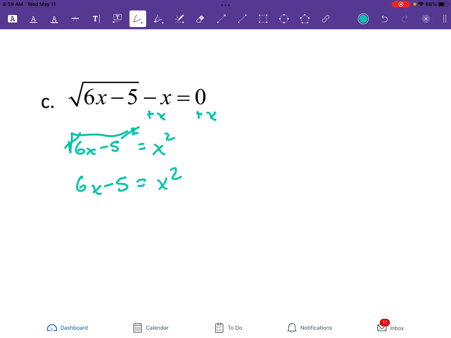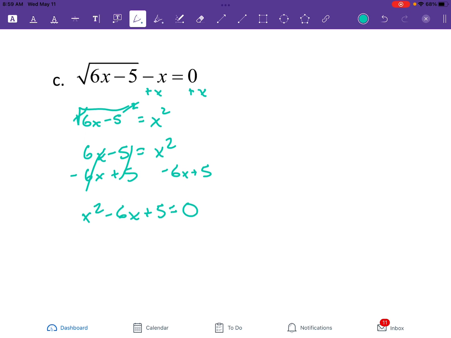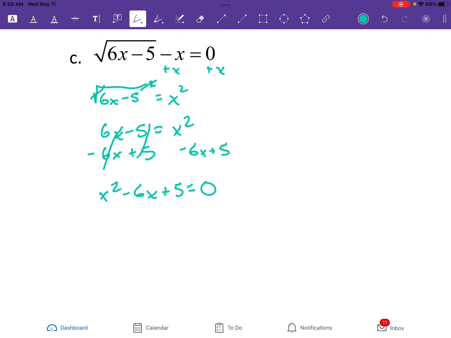Next, we're going to move the 6x and the 5 to the right because I want to keep the x squared as a positive variable. Those two things cancel, so we have x squared minus 6x plus 5, all equaling 0. Now this becomes a quadratic that we can factor. The only two factors of 5 are 1 and 5. Since they've got to be negative to make a negative 6, those are our factors. We take our factors, set them both equal to 0, and solve.